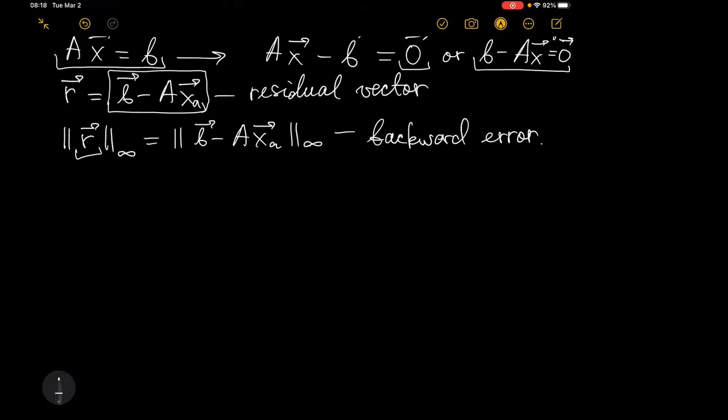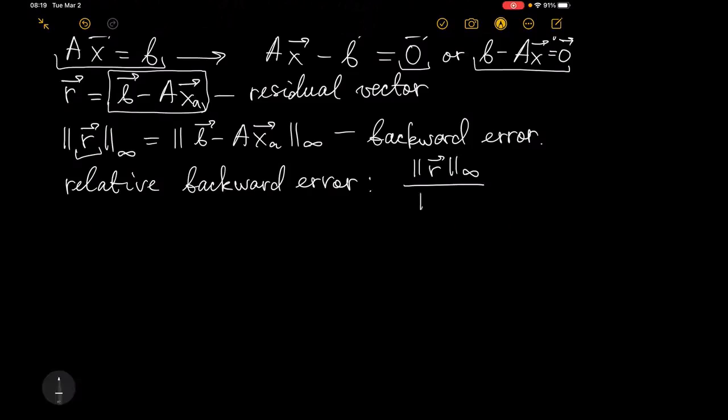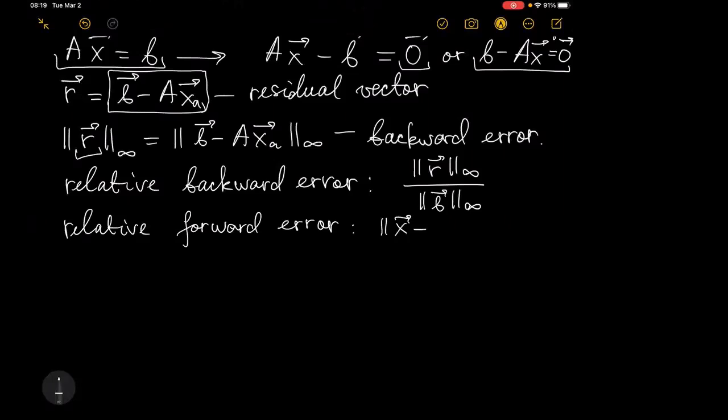So I can introduce relative backward error in the following way. It's the norm of the residue divided by the norm of the right-hand side of my system of linear equations. And relative forward error will be the difference of the approximate solution and the real solution, to the infinity norm of the exact solution.